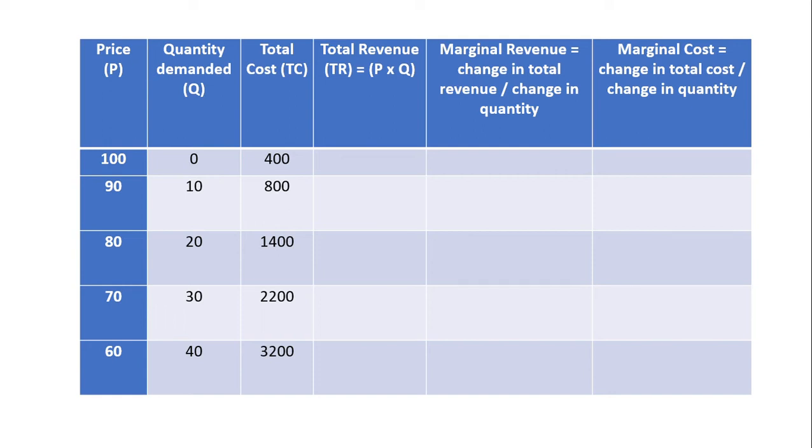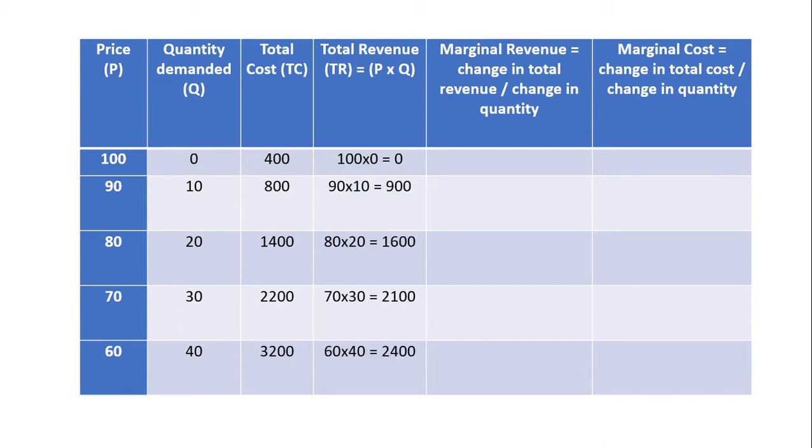If we're given a table with monopoly information as far as their price, quantity demanded, and total cost, we can figure out what their profit maximization level of output would be. So the first thing we need to do is calculate total revenue. Total revenue is just the price times the quantity. For the first one, it's 100 times 0, which of course is 0. We would do that for each level of price or quantity demanded.